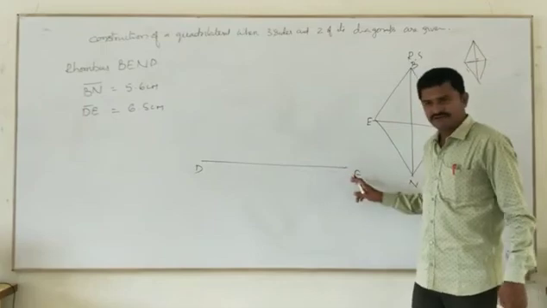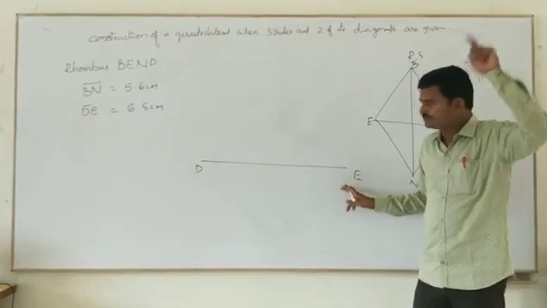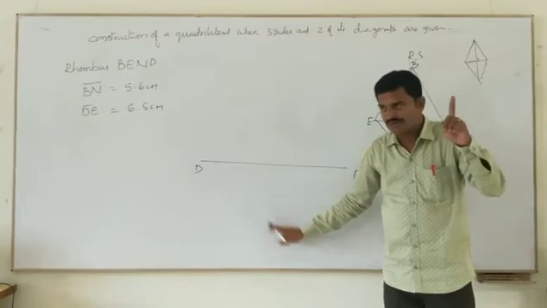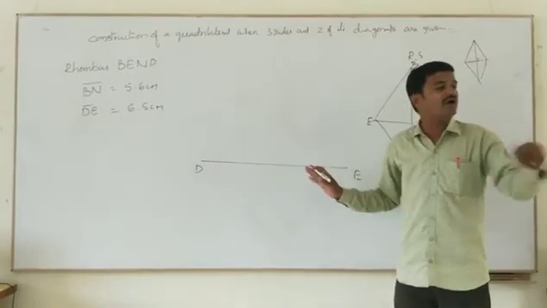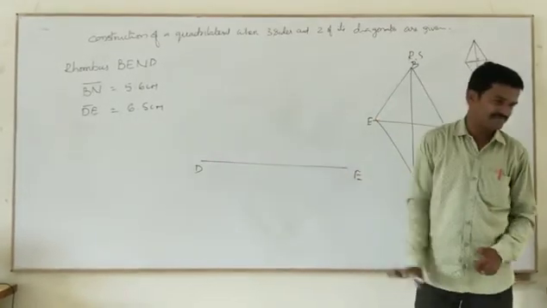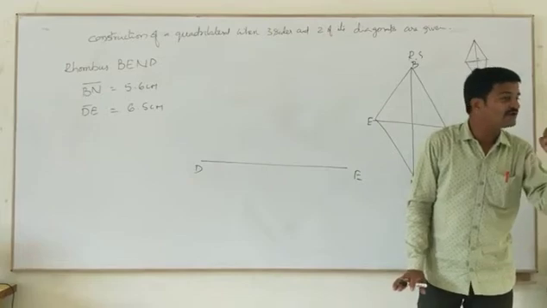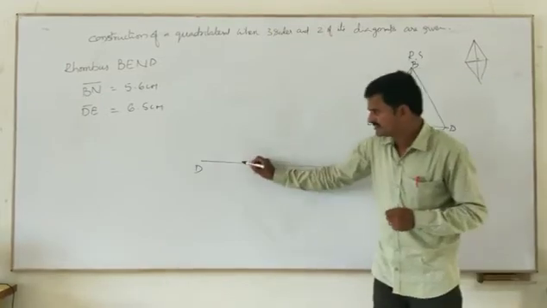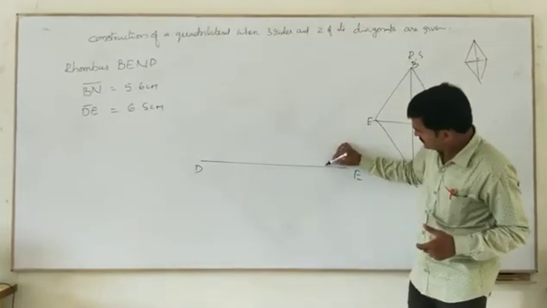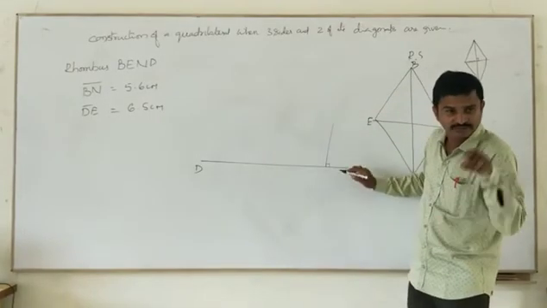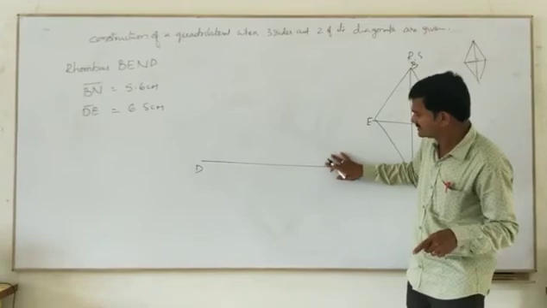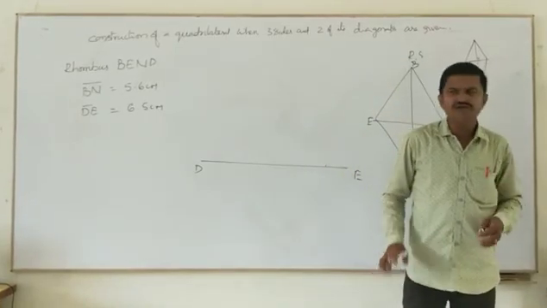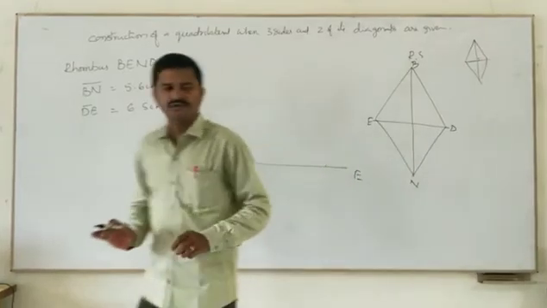So this is the diagonal DE. One more diagonal should be the perpendicular bisector of this, or not? So draw a perpendicular bisector for this DE. How can we draw the perpendicular bisector? 90 degrees means this is also perpendicular. The bisector means how? We have a process. I think you might have learned in your earlier classes how to draw a perpendicular bisector. If you don't know, no problem. I will tell you now.